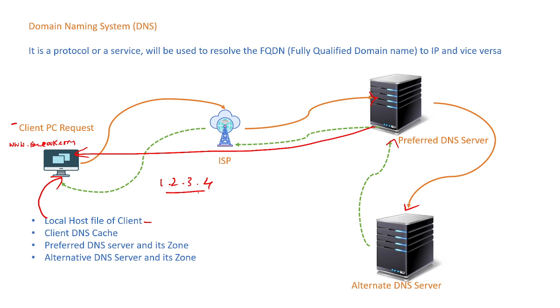Next time, if someone else is trying to browse facebook.com, then the query will go to the preferred DNS server. Now the preferred DNS already knows the entry of facebook.com is 1.2.3.4 because previously it got to know from the alternate DNS server. Next time it will never send a query to the alternate DNS server. It will just fulfill the answer. Okay, this is how the DNS resolution happens.